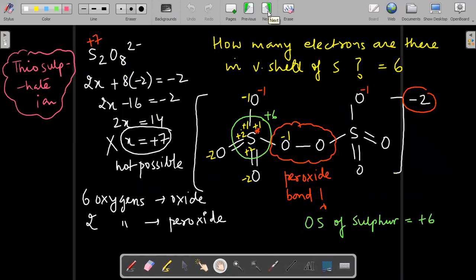Thiosulfate ion. In thiosulfate ion, if I try to find out the oxidation number, here I'm getting it as +7, which is again not possible because sulfur has a maximum of 6 valence electrons. So if I look at the structure here, there are 2 oxygens present as peroxides. So via structure, if I calculate, the oxidation state comes out to be +6.